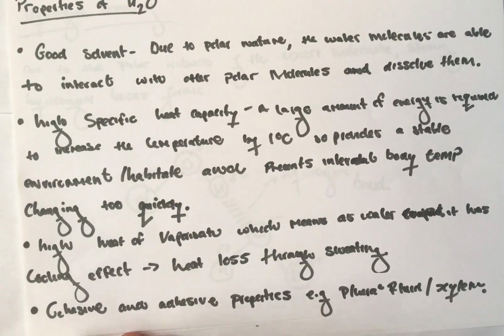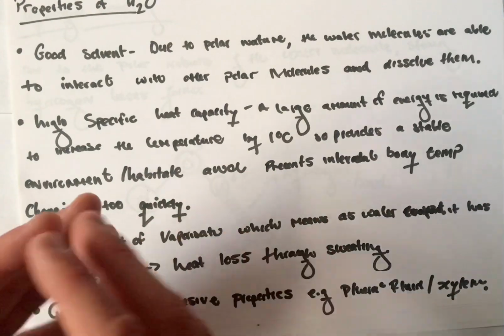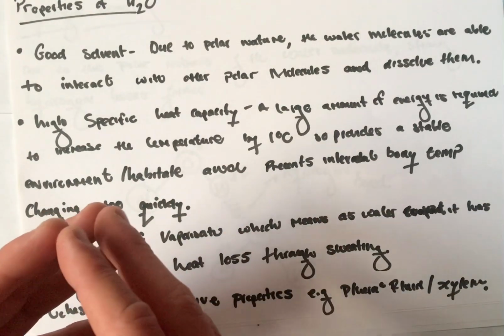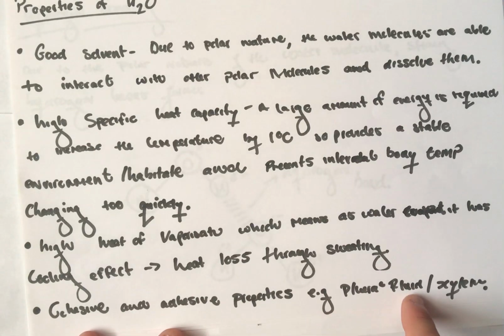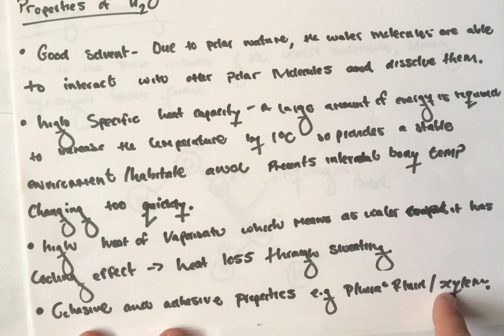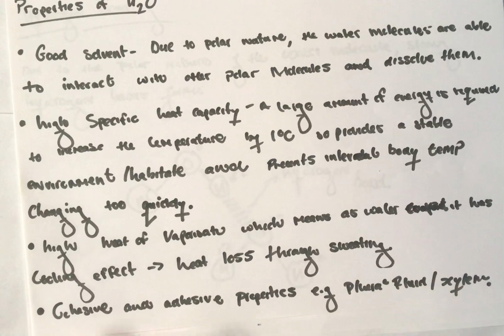And finally, we have the cohesive and adhesive properties of water, such as the hydrogen bonds, the ability to bond to other water molecules, and this is important in the pleural fluid in the lungs and also the transpiration stream that forms through the xylem vessels of plants through a process of transpiration.